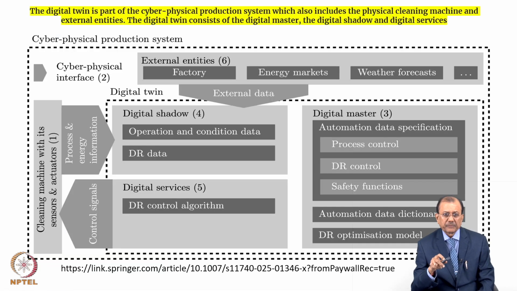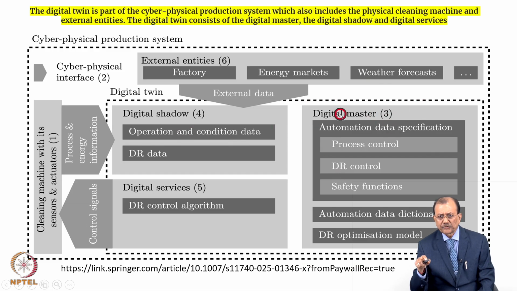The second step is setting up the digital twin as a cyber physical production system, which includes the physical machine and external entities. So the digital twin doesn't work in isolation. It also has to interface with the rest of the systems. For that there is also a schema which you are seeing on the screen right now. A very important aspect of this is the digital master.